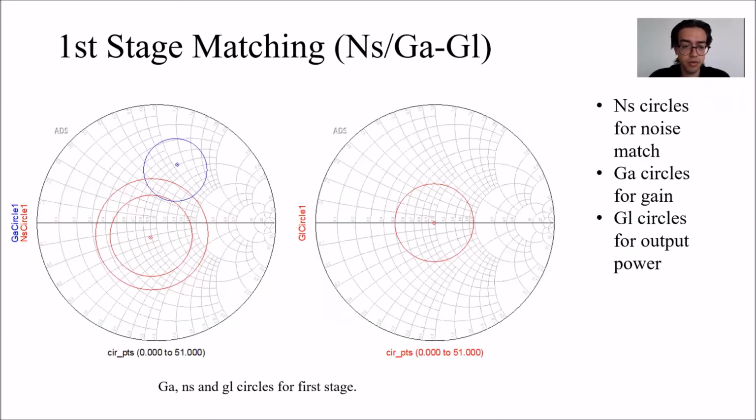As you can see in the following figure, I need to compromise between the maximum available gain circles and the noise circles to optimize both gain and noise at the same time. But on the output side, as you can see, the GL circle is matched to exactly 50 ohms to obtain the highest possible output power.